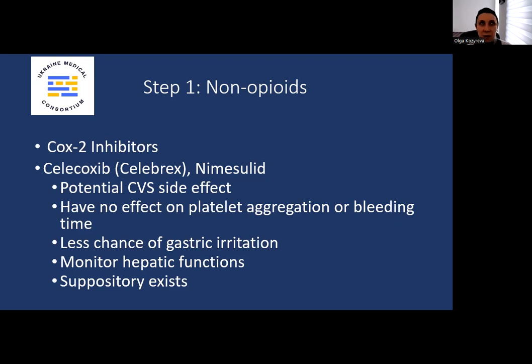I don't feel that this side effect should prevent us from using Celebrex, but you have to watch for fluid retention and try to avoid patients who have significant pre-existing cardiovascular disorder or have prolonged life expectancy. So this medication has no effect on platelet aggregation or bleeding time. So significantly less chance of gastric irritation. We need to monitor hepatic function when we use this medication, and suppository form also exists.